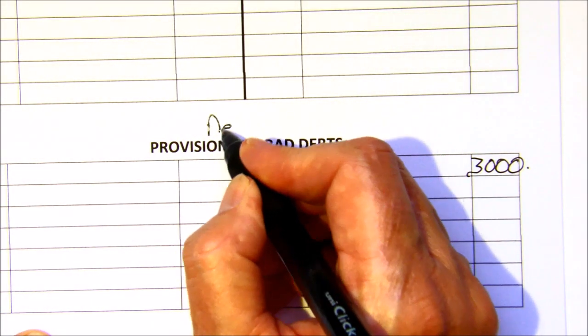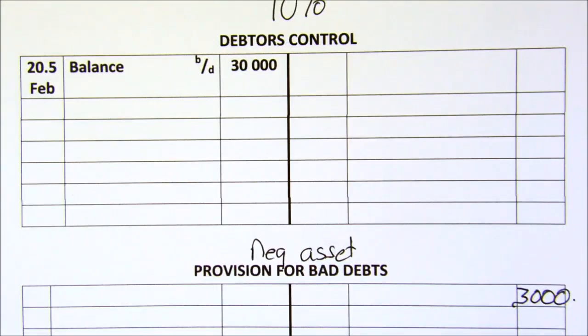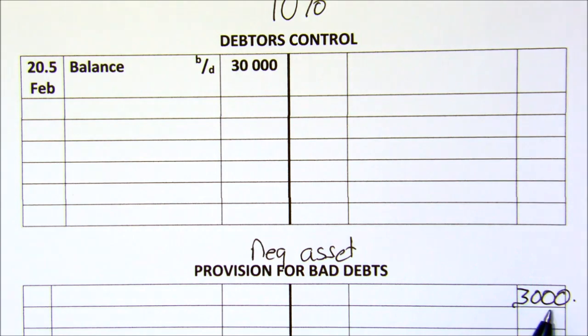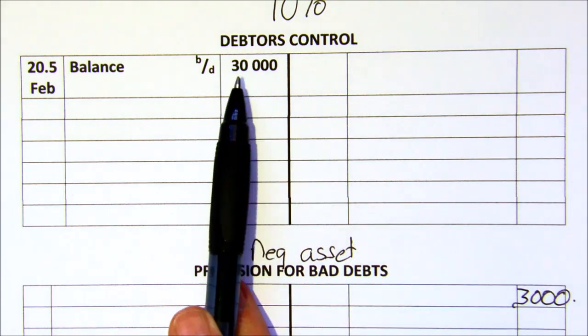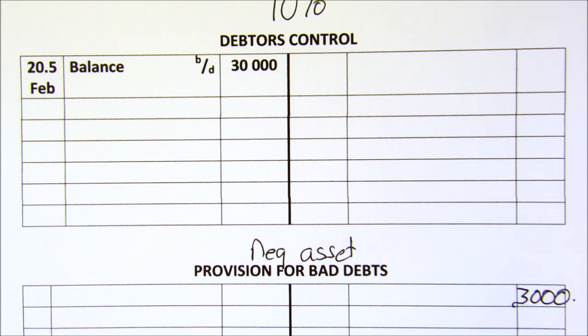This is a negative asset account. So in your balance sheet, you'll say, right, under current assets, I've got debtors of 30,000, less my provision, and using prudence, you're saying, right, let's only bank on getting 27,000. Now, this is a perfectly legitimate transaction in a business. Nobody's doing any fraud at this stage. SARS allows this because they know that bad debts is a reality for most businesses.